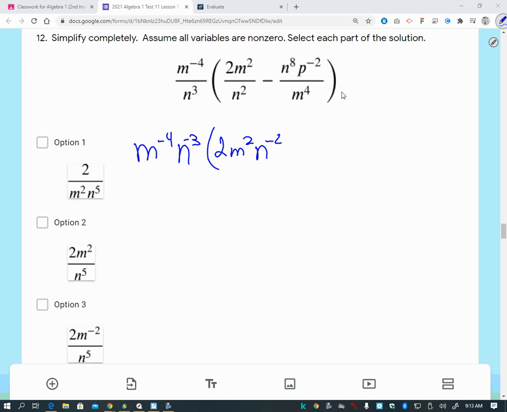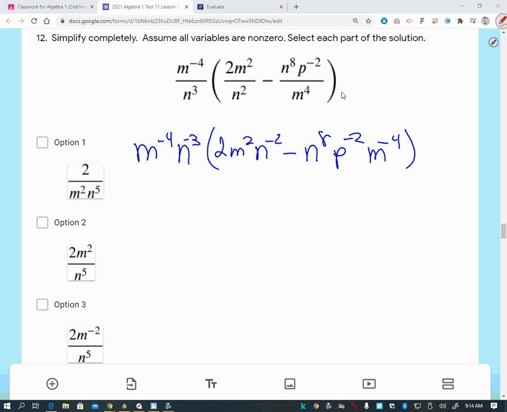So we're on to this one. Okay, minus, we got n to the eighth, p to the negative second, m to the what? Negative fourth. Okay. Now what are we doing? Distributing. Okay. So what's the first thing that I should have in here? Do you know what number exists out here? 1. So that's what I want to look at first.